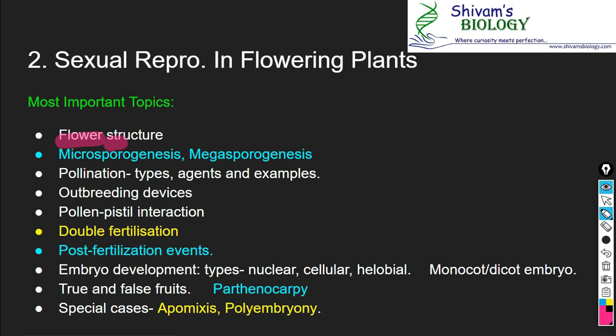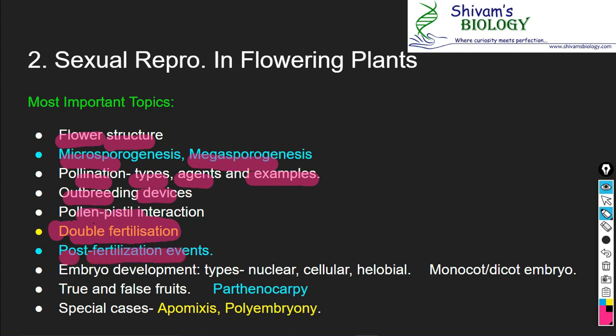Here, flower structure, after that the process of microsporogenesis and megasporogenesis, pollination, its various types, agents and examples, outbreeding devices, pollen-pistil interaction. The process of double fertilization is of utmost importance. It is a very important topic.